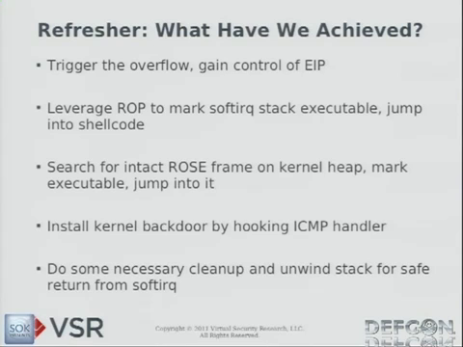So what we've done so far: we trigger our overflow, gain control of the instruction pointer, and then we leverage return-oriented programming to mark the soft-IRQ stack where the overflow took place executable, and then jump into a shellcode stub on the soft-IRQ stack. Next, because we have this space limitation, we find the entire ROSE frame on the kernel heap, mark it executable, and jump into it. Next, we install our kernel backdoor by hooking the ICMP handler, and then we do some cleanup that we need to do to keep the kernel running.